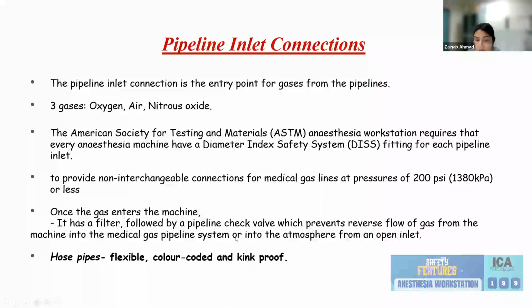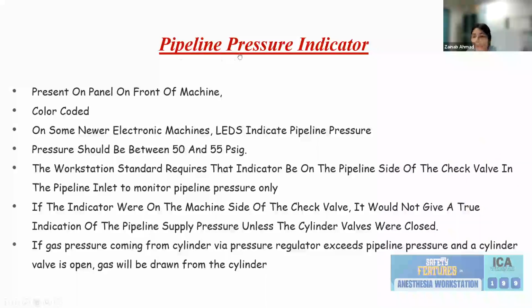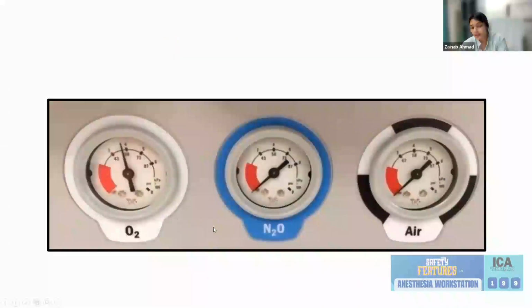And it is also provided with a check valve to prevent the reverse flow of the gas back into the system. And as I already told you, hose pipes are flexible, color-coded, and kink-proof. The pipeline pressure indicator is definitely present on the front panel of the machine. It is color-coded. Oxygen is white, nitrous is blue, and air is checkered black and white.